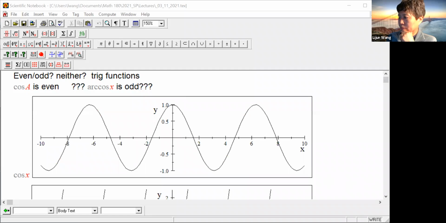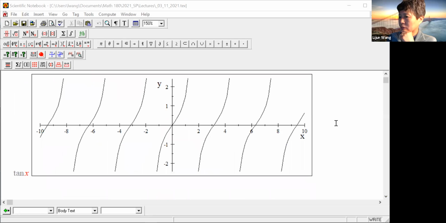Now, tangent is odd. Is that correct? Is tangent odd?